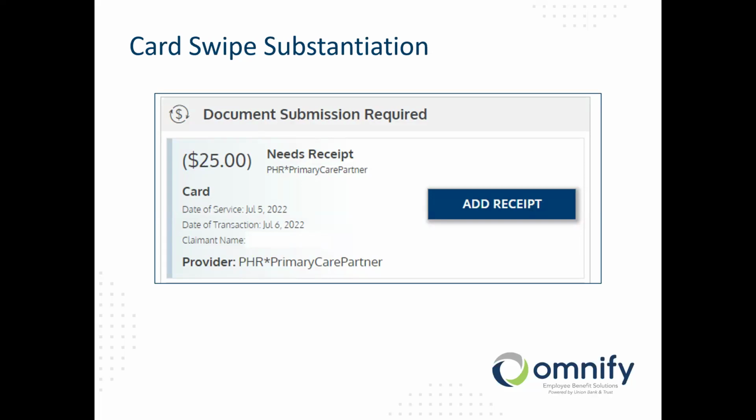But when you log into your profile, you'll see a box on the right hand side labeled document submission required. This box will show you the amount, the need for a receipt, where the transaction occurred, and the date that your card was swiped. So you'll just click that blue add receipt button. This part's pretty user friendly. From there, you'll just be prompted to either drag and drop that document or upload it from your computer. This connects the document directly to that card swipe, allowing us to review it and ensure that everything is in good order as well.